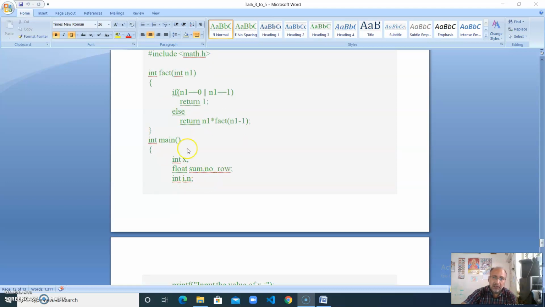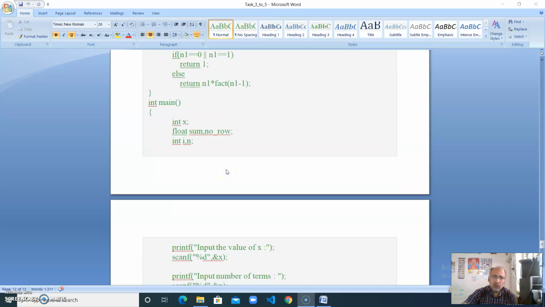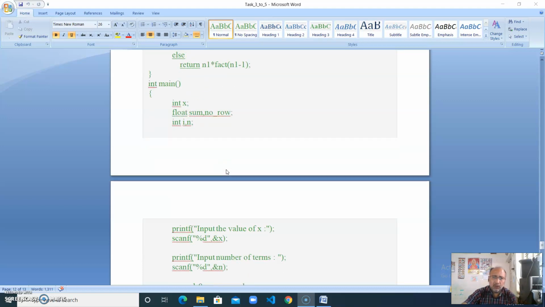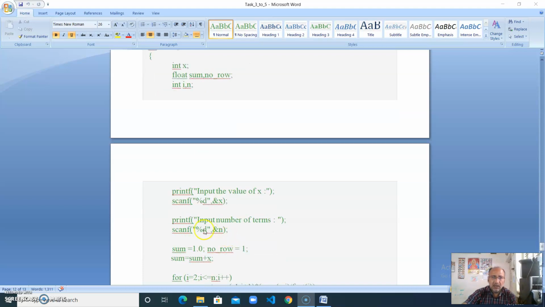Int main, int x, float sum, number of rows, not number of rows. Okay, number of rows is not necessary here. Int i, comma n, printf input the value of x, scanf %d, x, printf input number of terms, how many number of terms, scanf %d ampersand n.